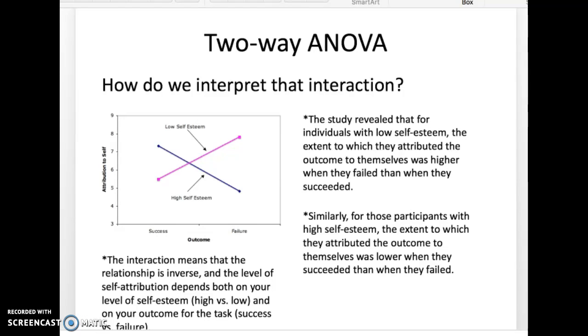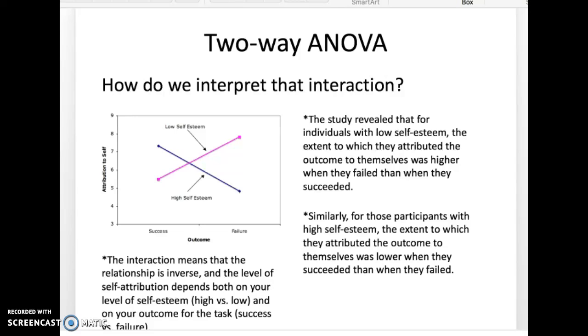The study revealed that for individuals with low self-esteem, so that's the purple or pink line, the extent to which they attributed the outcome to themselves was higher when they failed than when they succeeded. So if you have low self-esteem, you're more likely to say that failure is because of your own efforts or lack thereof. Whereas you have lower levels of attribution to yourself when you succeed. So when you do well, you're less likely to think, oh, this is because of my own efforts.